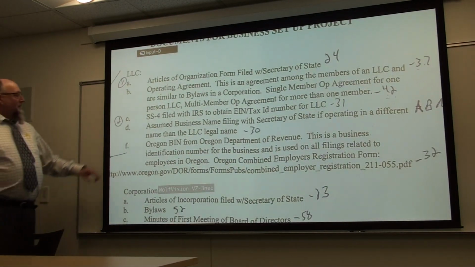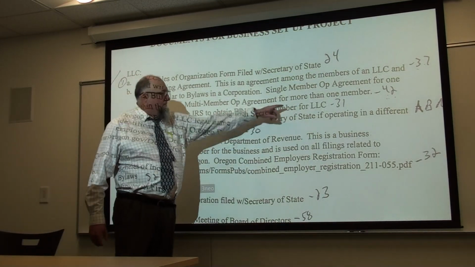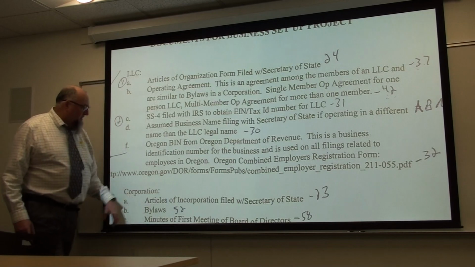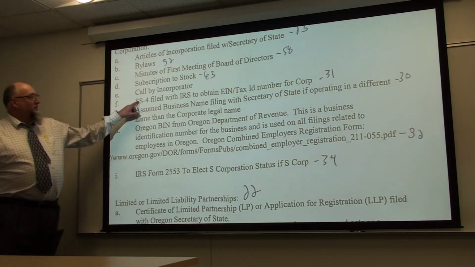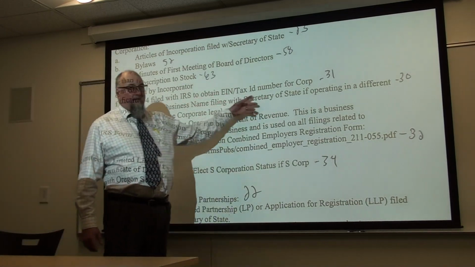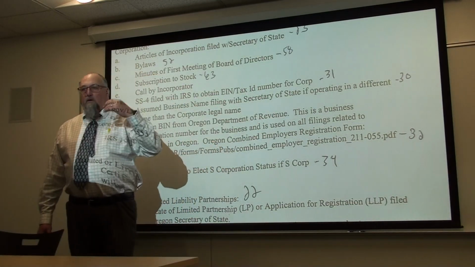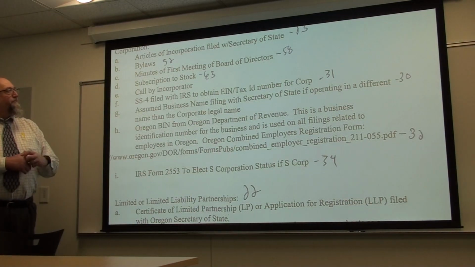Okay, so SS-4, EIN, TIN for the LLC. And again, if you're going to be a corporation, you will also do that same form to get your tax ID number. If you're a partnership, same form, all of them.